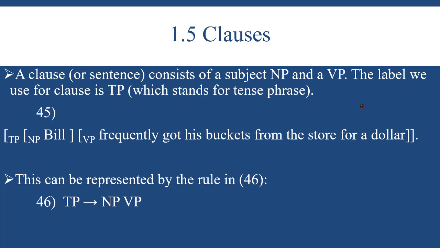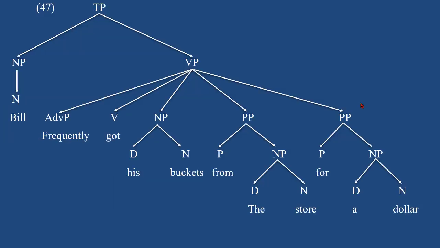So if we draw a tree, we can start with TP at the top, and then we draw a line for the NP to the left, and another line for the VP, which consists of the entire phrase: frequently got his buckets from the store for a dollar. That's the VP. So this can be represented by the rule in 46. TP consists of an NP and VP. Both of them are obligatory, right? This is the tree structure of the sentence we have just seen.